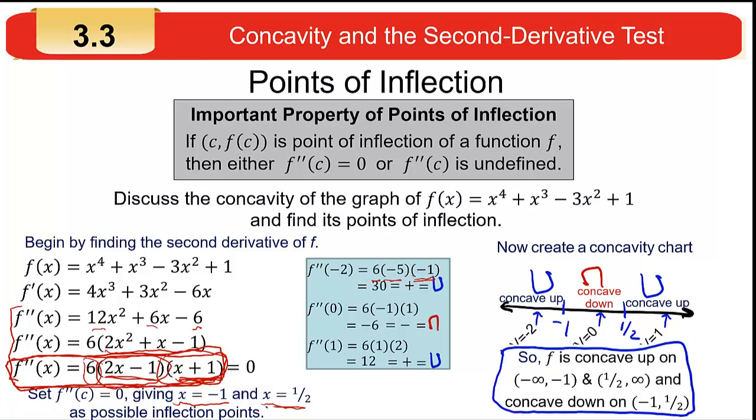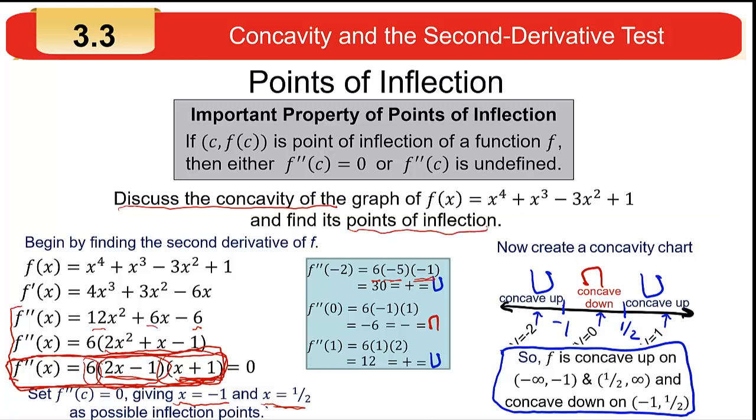I can see from looking at my graph that the function is concave up to the left of minus 1 and to the right of 1/2. So that would be the interval from minus infinity to minus 1 and the interval from 1/2 to infinity, and that it's concave down between. So that would be the interval from minus 1 to 1/2. So that's the concavity part of the question. Then it asks about the points of inflection.